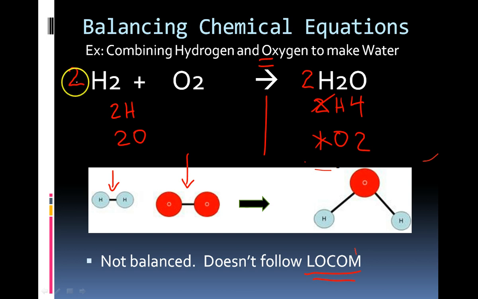So the big 2, our coefficient over here, multiplies this. Our 1 kind of multiplies this, and our 2 multiplies that. Just like in math, those are coefficients, and we want one side equal to the other.